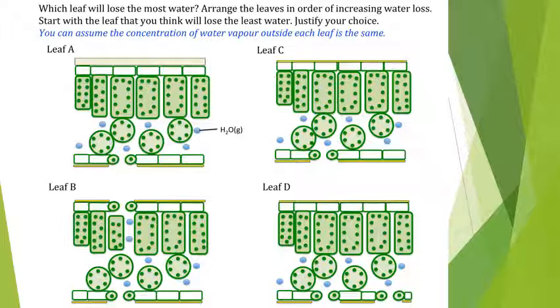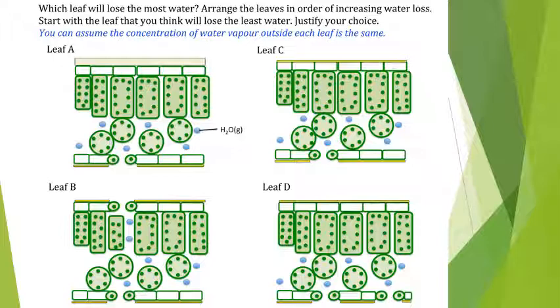So here the factor is the number of stomata. So leaf C is doing a better job than leaf D at keeping the water vapor inside. And finally, we have leaf A. Now leaf A is even better at keeping water inside.